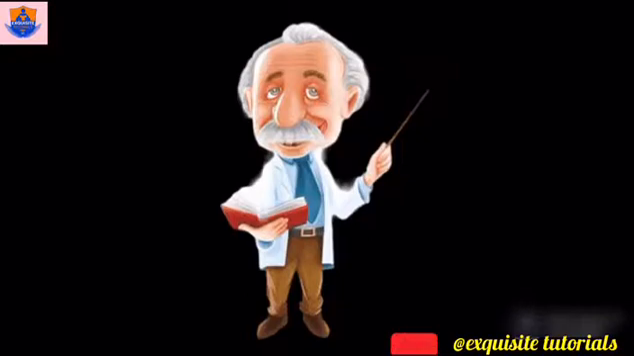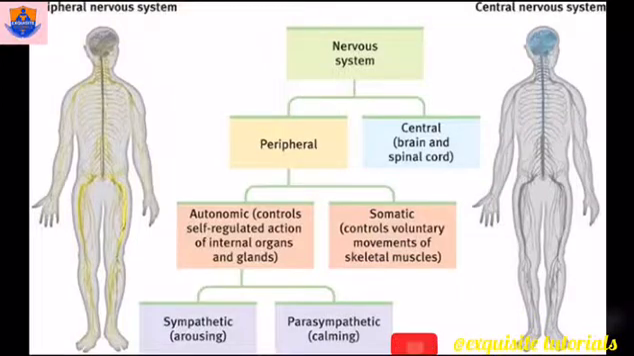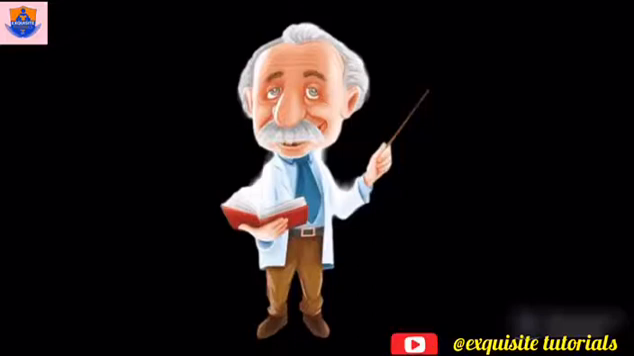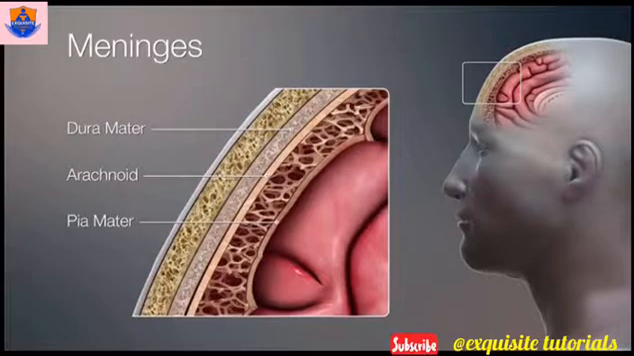Still on the scheme, we have the CNS, the central nervous system. The central nervous system consists of the brain and the spinal cord. The brain and the spinal cord are covered with three protective membranes: an inner membrane, an outer membrane, and a membrane in the middle. These membranes collectively are called meninges.